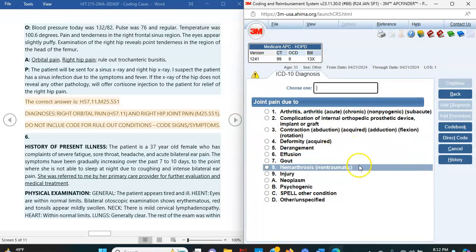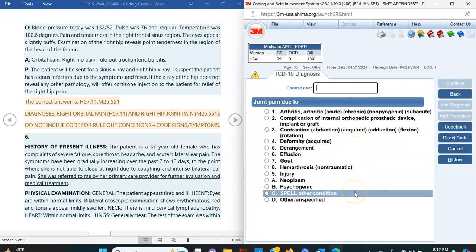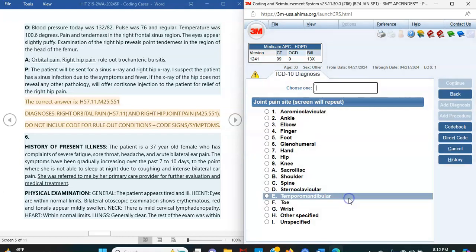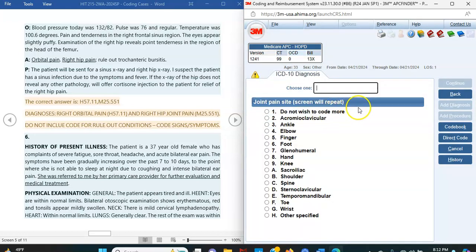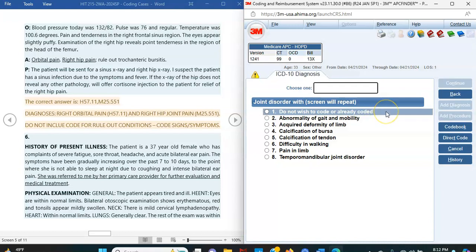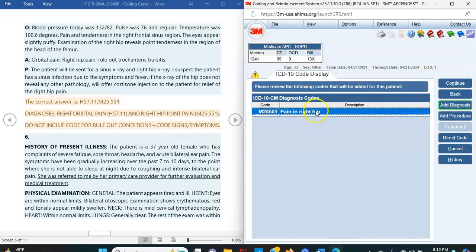And then we'll have the pain, joint, other, hip, and that's the right hip. So we're just going to code the pain in the right hip, M25.551. So that's our only two codes for this. It looks like the plan is to send the patient for x-rays, but those did not occur, and we're not coding the procedures or the services right now.